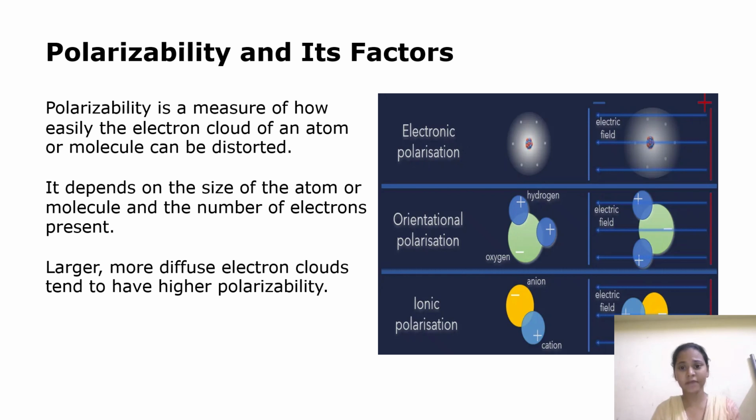Polarization has three types: electronic polarization, orientation polarization, and ionic polarization. Orientation polarization involves two, hydrogen and oxygen. Ionic polarization involves anion and cation. Every polarization has an electric field.